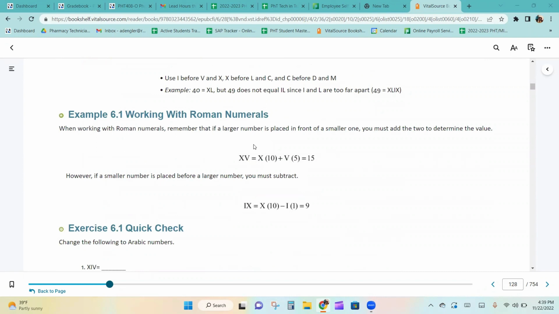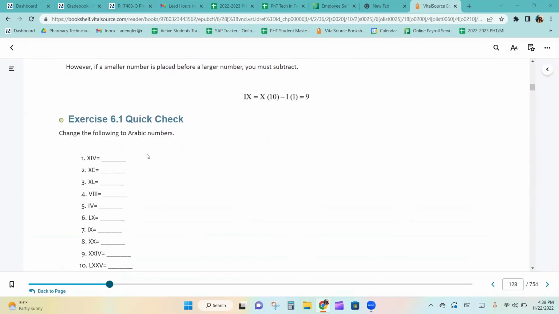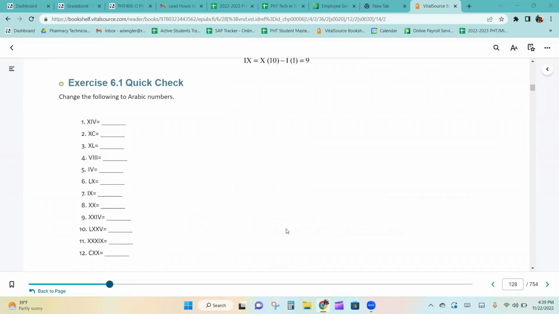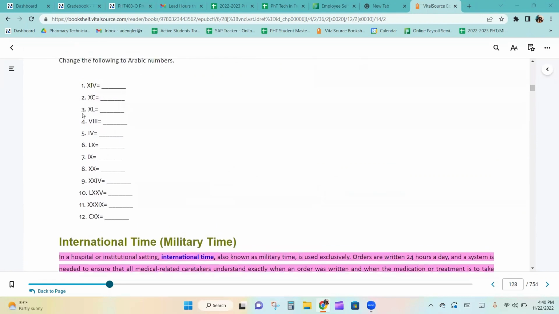So when working with Roman numerals, remember that if a large number is placed in front of a smaller one, you must add the 2 to determine the value. So you can see that here, they have put in the 10 and the 5, and then it equals 15. So you can go through exercise 6.1 and change all of these to Arabic numbers. That's a good practice. I highly suggest it.